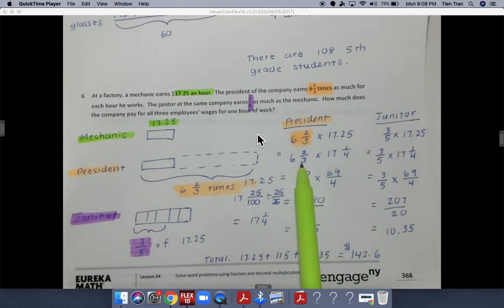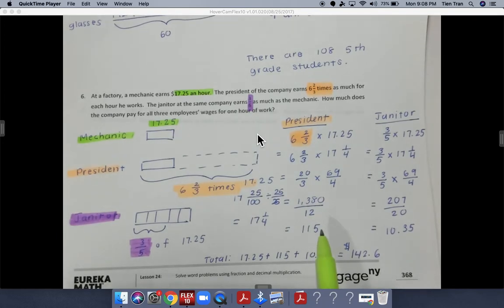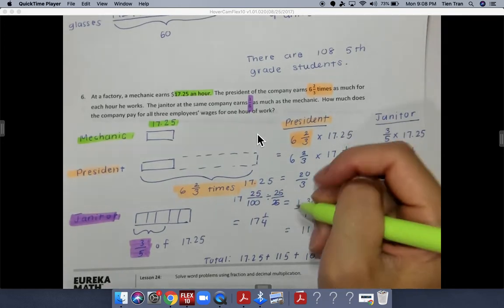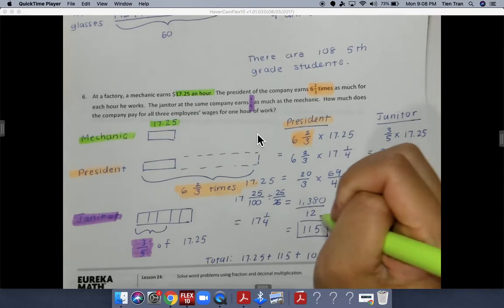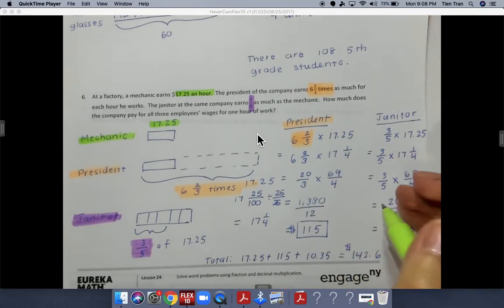Now, I'm going to multiply. So I have 3 times 6 is 18, plus 2 is 20, 20/3, and 4 times 17 is going to give me 68, plus 1 is 69/4. Multiply 20 times 69 and you get 1,380. 3 times 4 is equal to 12. Divide that and you get 115 for how much the president earns in 1 hour. So he earns $115 per hour.